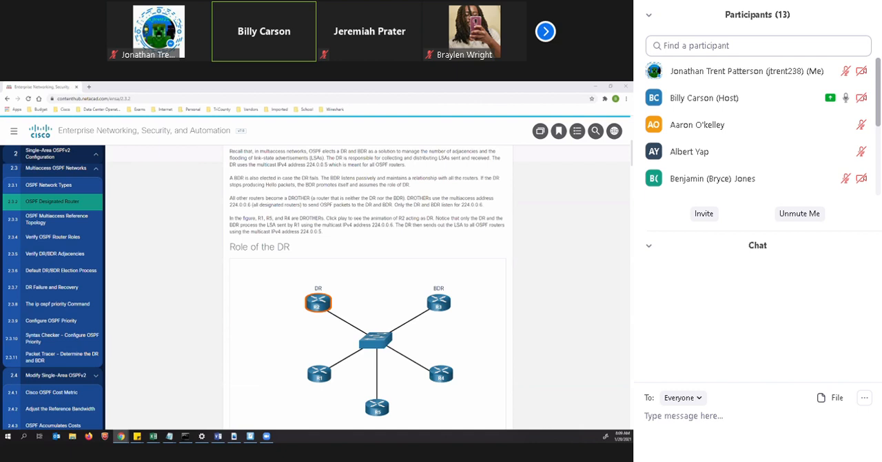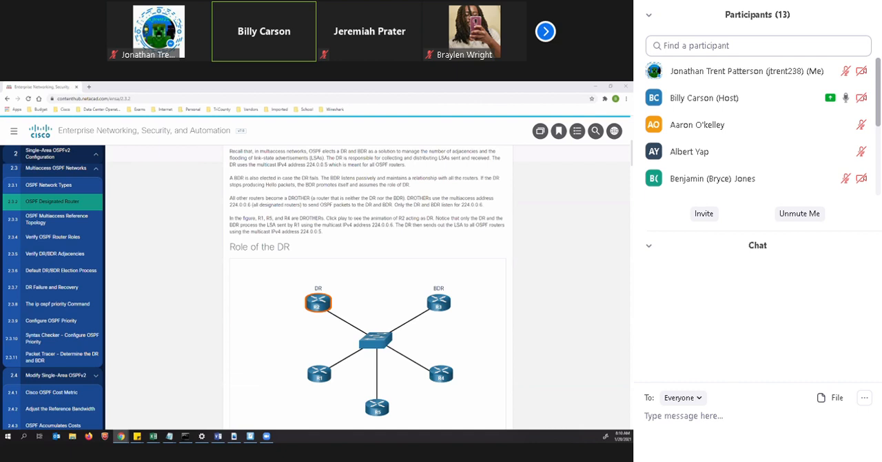So if they're all 1, then they're all equal. The higher the number, all the way up to 255, the better: the highest priority number is going to be the DR, and the second highest number would be the BDR. What if I made it a 0? 0 means I'm not going to participate, so it's not going to be put in contention to be either a DR or BDR. So that's the first thing it looks at.